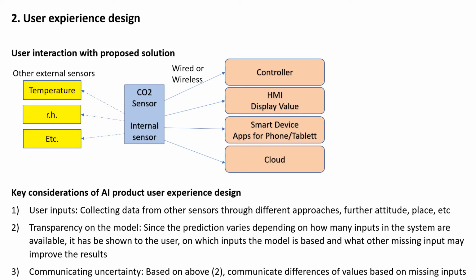It is also possible that the sensor itself communicates with external sensors throughout the building. That means temperature sensors, humidity sensors, and other sensors. But those kinds of sensors can also be implemented into the sensor itself so that it is not needed to communicate with external sensors. Now to the key considerations of the e-product user experience design.